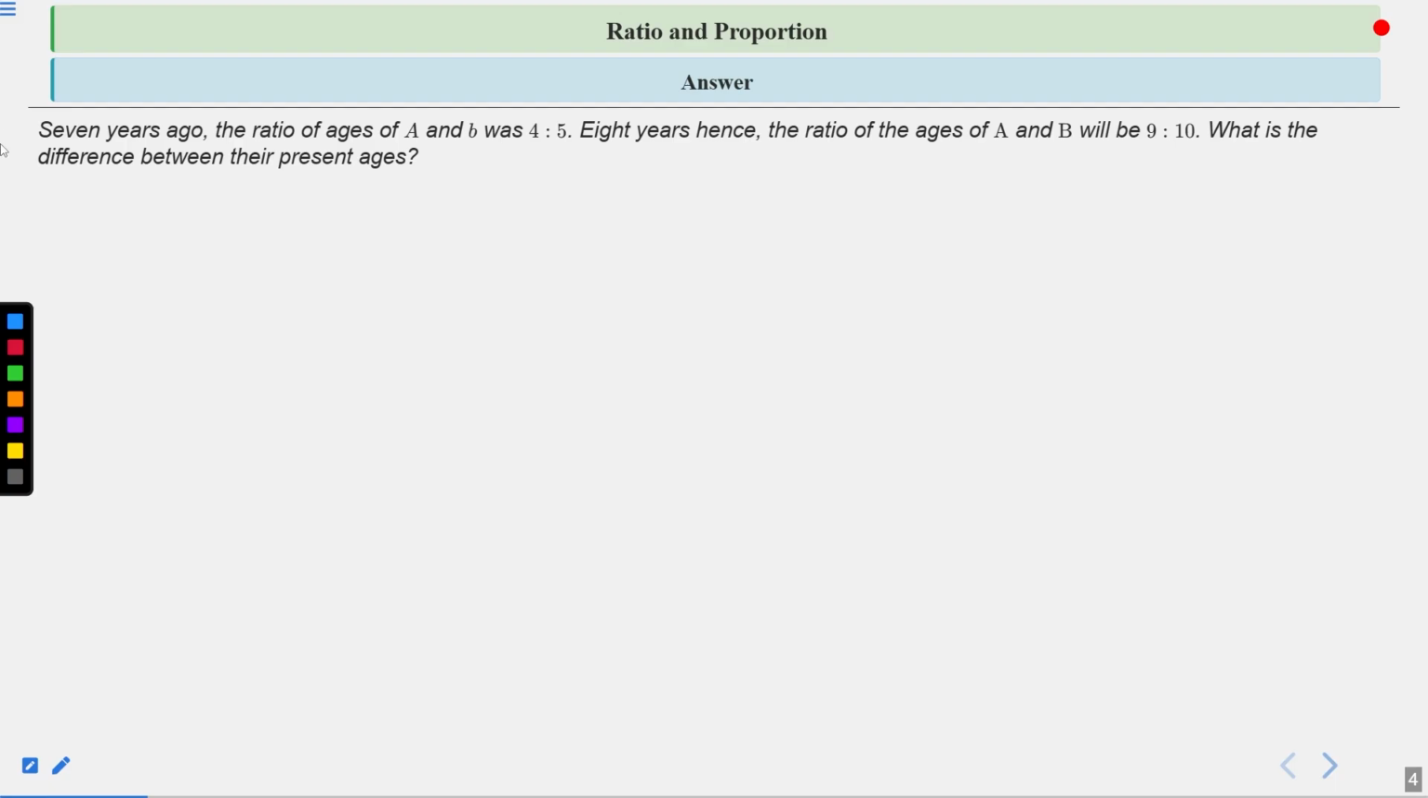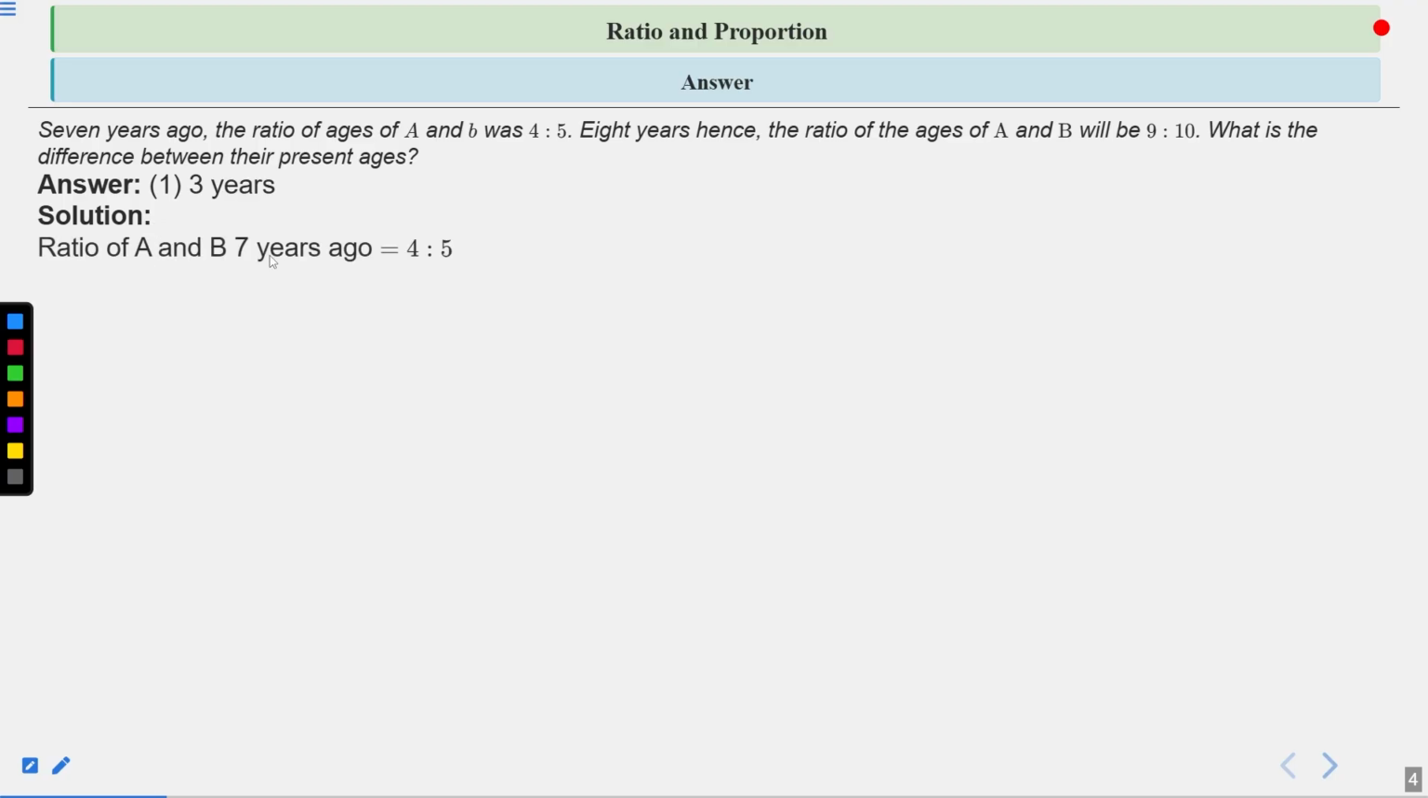So the question says that 7 years ago, the ratio of the ages of A and B is given, which is 4:5. So we can let the ages of A and B be A and B. We get the ratio 7 years before, and 8 years hence from the present age of A and B, we get the other ratio. So we can compare them and get the present ages of A and B. So the correct answer of this question is the first one, which is 3 years. Now see the detailed solution of this question.